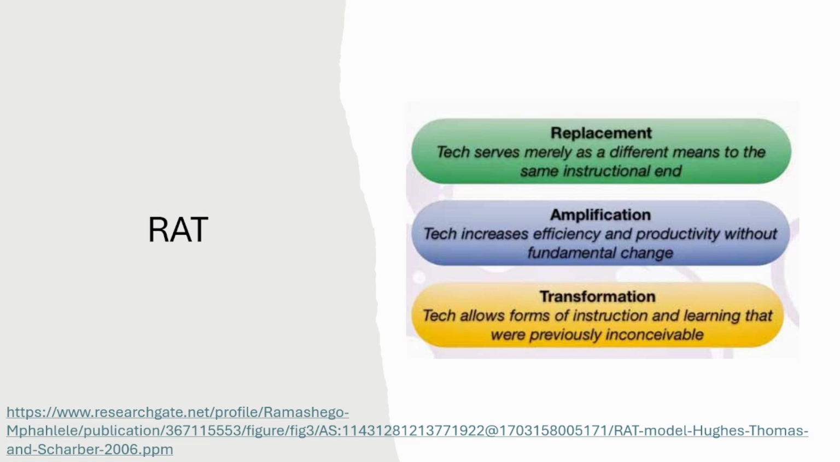By only having 3 levels, the RAT model is slightly simpler to understand, since replacement is simply technology replacing, but not significantly changing a practice. Amplification uses technology to complete the same tasks, but more effectively. And transformation fundamentally changes learning, teaching, and problem solving in the classroom. RAT leans towards being teacher-centric.